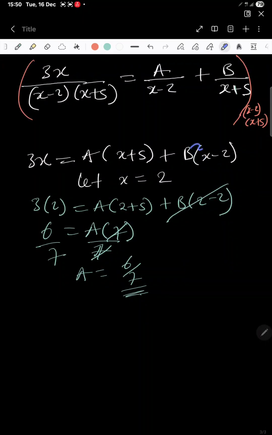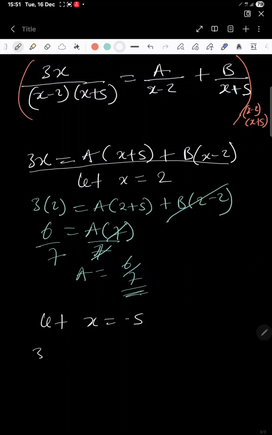Again, for you to get the value of b, you should find ways on how you can cancel the part for a. So you should find a number that you put on x here, so that when you put it there, it gives you a 0, and you remain with the part for b. By doing so, you say let x be equal to -5. If you let x be -5 here, you find that the x plus 5 will go, the part for a will go, and you remain with the part for b.